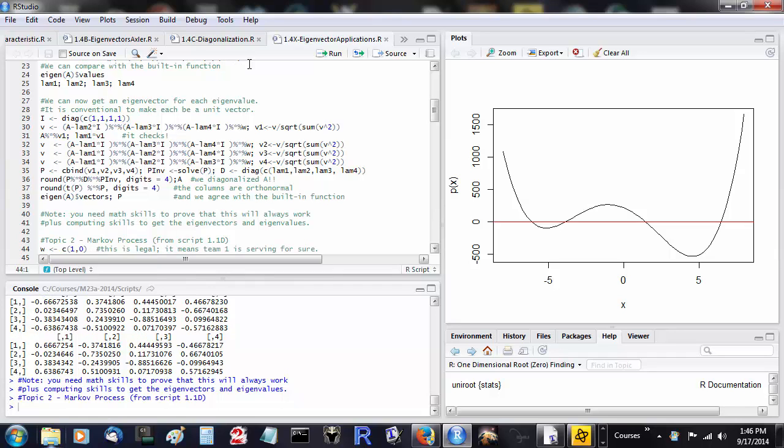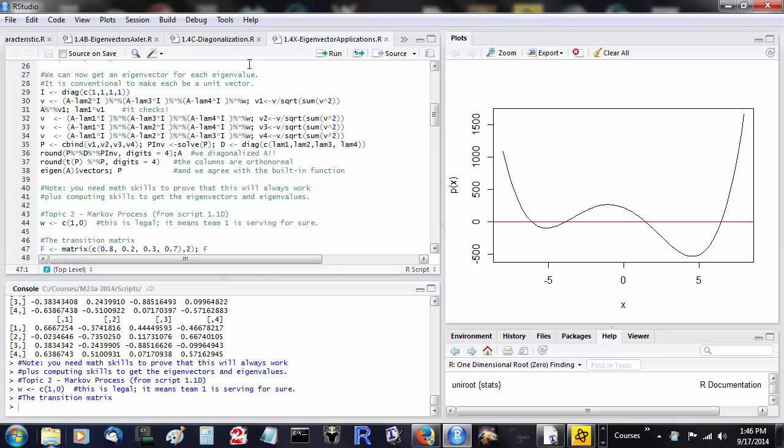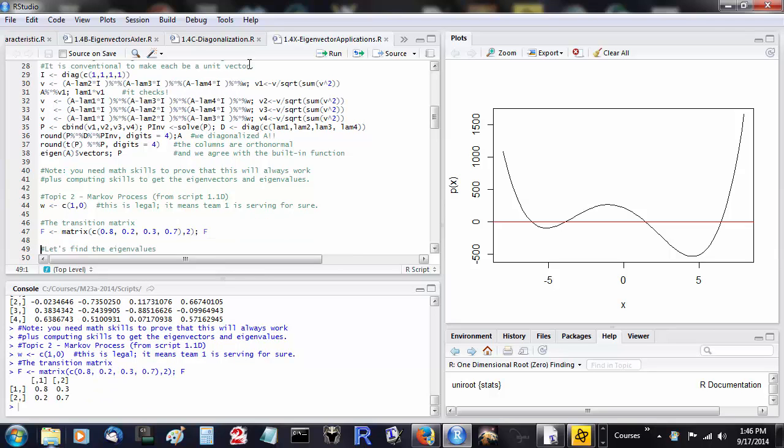Next, let's go back and look at a Markov process. You may recall way back in Script 1.1D, we were analyzing a game of volleyball, and it started out with the probability 1 for team 1 to be serving, and then we had a little transition matrix, F, and let me remind you what that means. The first column means that when team 1 is serving, there's a probability of 0.8 that it will win the point and retain the serve, a probability 0.2 that it will lose the point and give up the serve to team 2. Column 2 gives you the same amount of information when team 2 is serving.